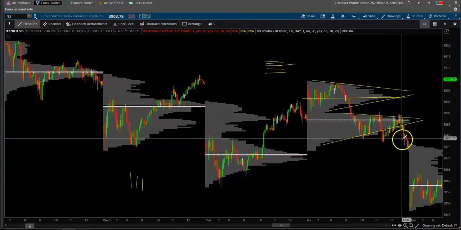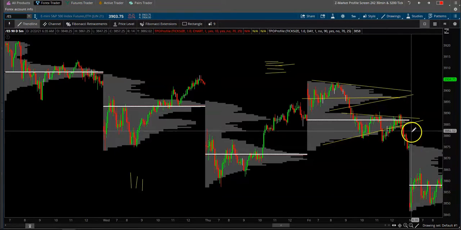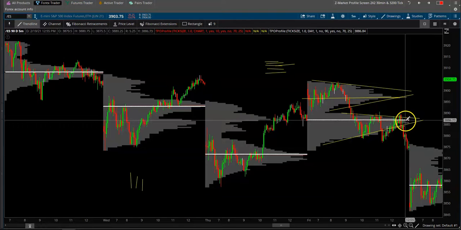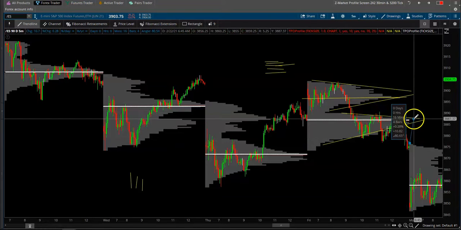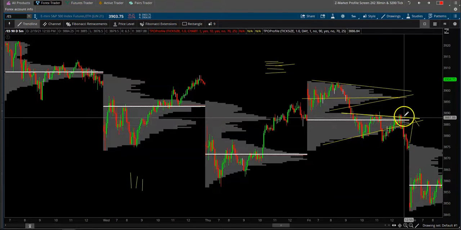So if price was to come here and then start to reverse and move back up, I would probably look for price to come back up and then pull back, right? Touch the point of control and then pull back, because this is the fairest price to do business.